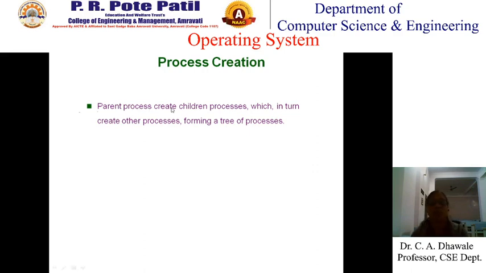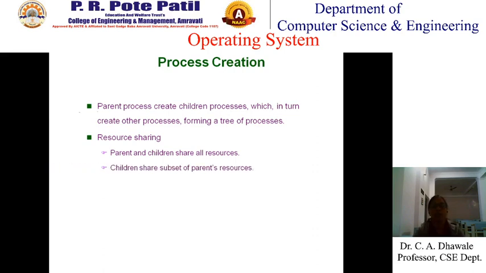So a parent process creates children processes, which in turn create other processes, forming a tree of processes. Now, resource sharing. How are the resources shared between the parent and the child? The parent and the children share all resources. So it may be memory, it may be I/O devices, it may be stack and so on. And sometimes the children share a subset of the parent's resources. Means they do not share all the resources of the parent, they share a subset of resources. And there may be a situation that the parent and child do not share any type of resources.